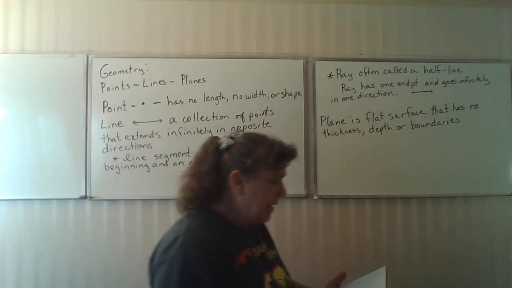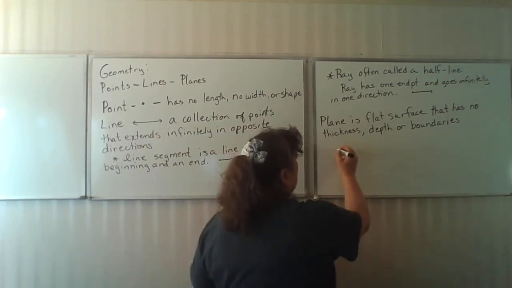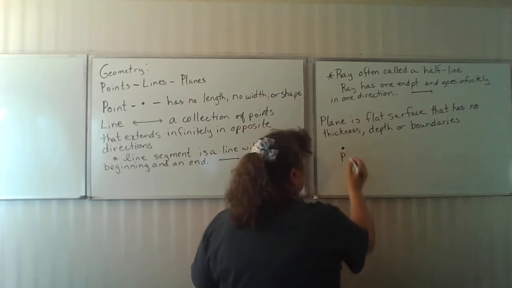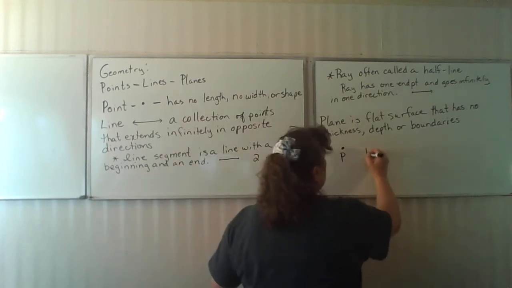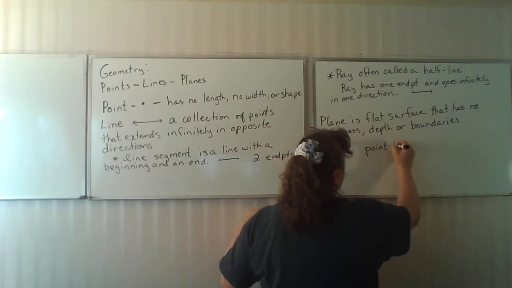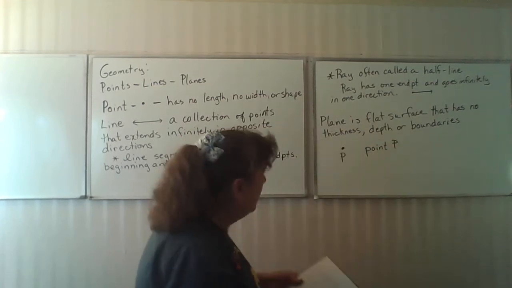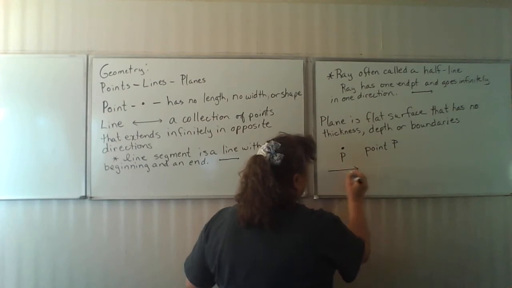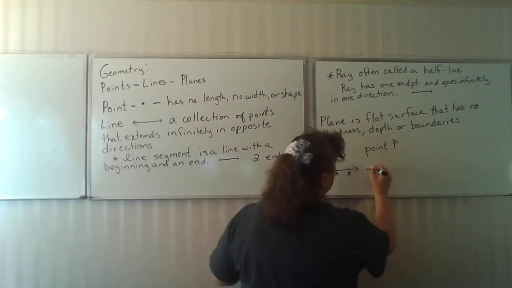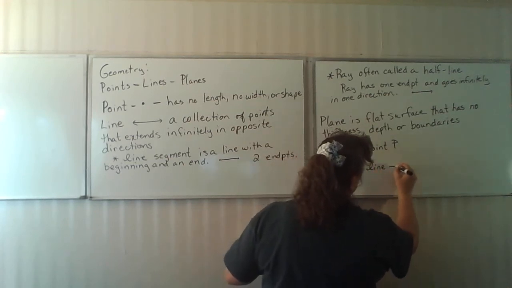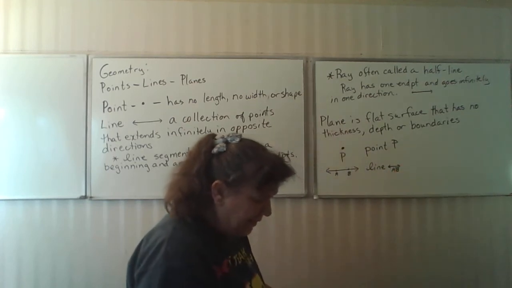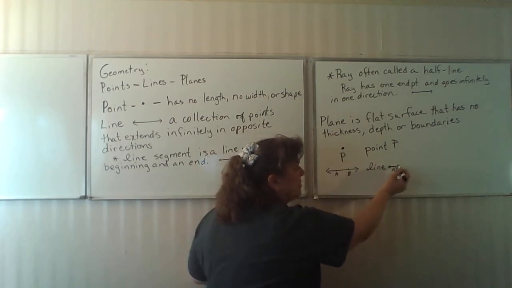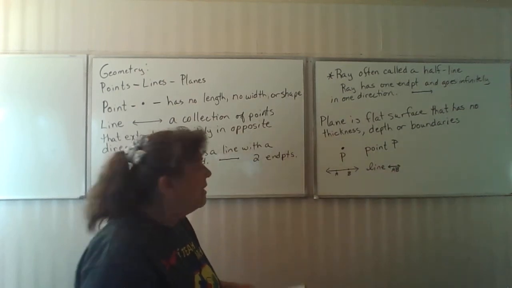Okay? Now, how do we label a point? We put a dot and put a capital letter for a point. And we would call this point P. Okay? A line. We put 2 points on this line, and then we would call this line AB. Okay? And notice we use the arrows on either end to indicate that it is a line.